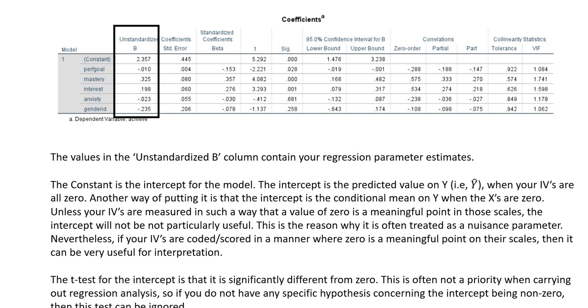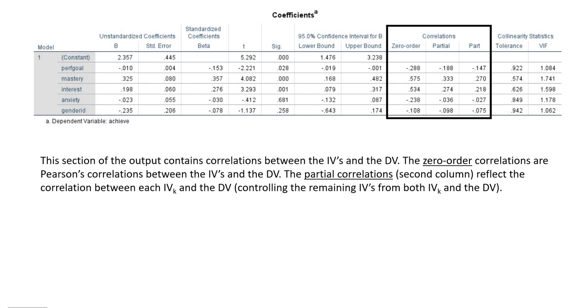Next we have a set of correlations that are given, including zero order, partial, and part correlations. The zero order correlations are Pearson's correlations between the IVs and the DV. The partial correlations, in the second column, reflect the correlation between each IV and the DV, controlling for the remaining IVs from both the individual predictor and the DV. That is kind of a mouthful, but there's a little more information in the appendix of this PowerPoint that goes more deeply into those issues, particularly referencing the partial plots.